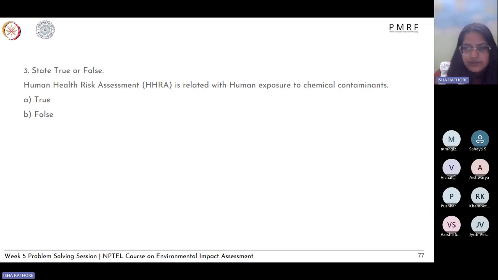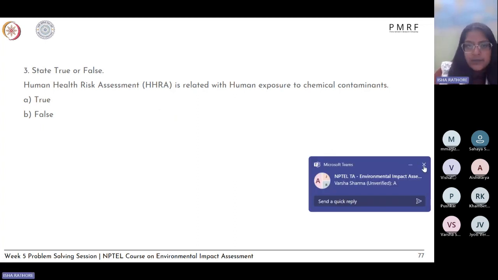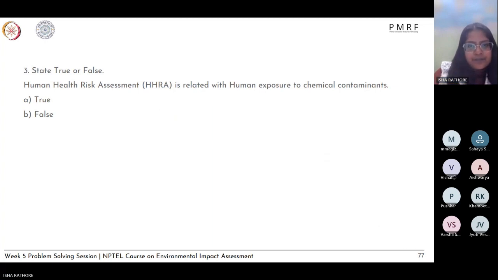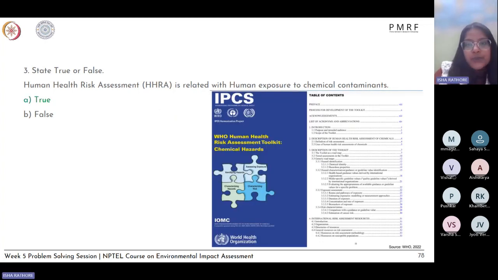So we have another, you have one answer A. Okay, another A. Okay, so this statement is true. The WHO's Human Health Risk Assessment Toolkit, which is the HHRA, deals with exposure to chemical contaminants, with chemical hazards. So identifying those hazards, assessing the exposure, characterizing the hazards, and characterizing risks. So it deals with chemical contaminants. So this statement is true.